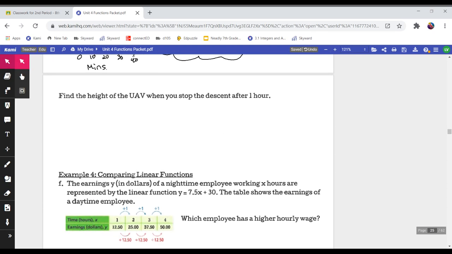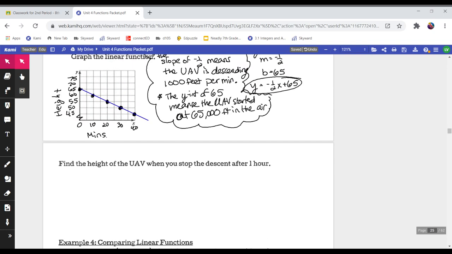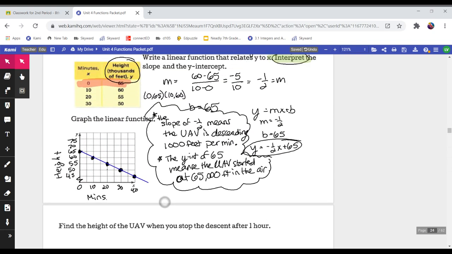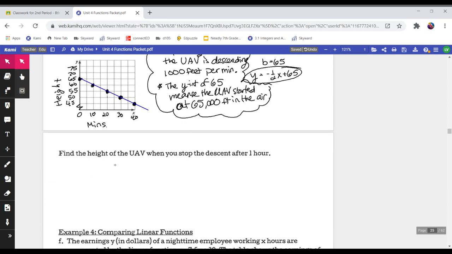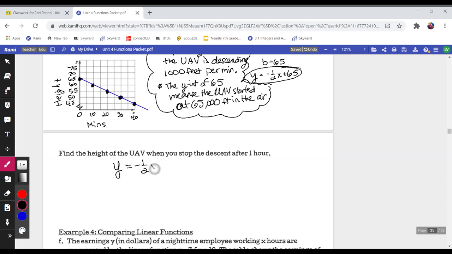Find the height of the UAV when you stop the descent after 1 hour. Well, in order to do that, I need to take my equation, which was y equals negative 1/2 x plus 65. I got that from my previous problem, located right here.